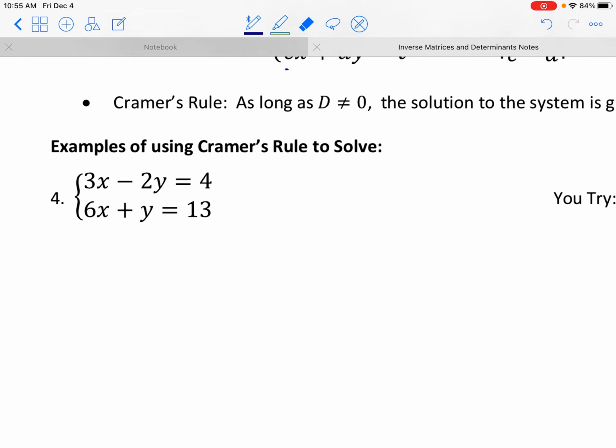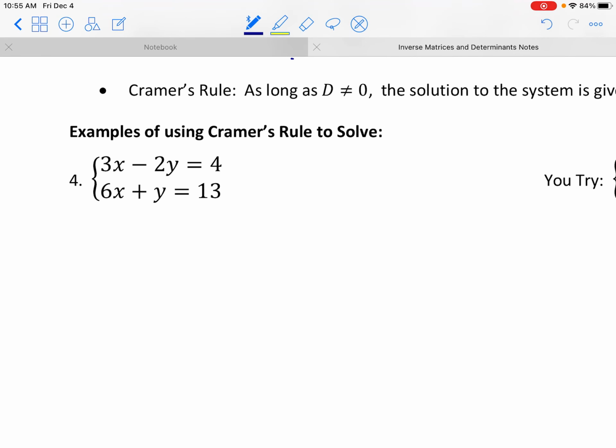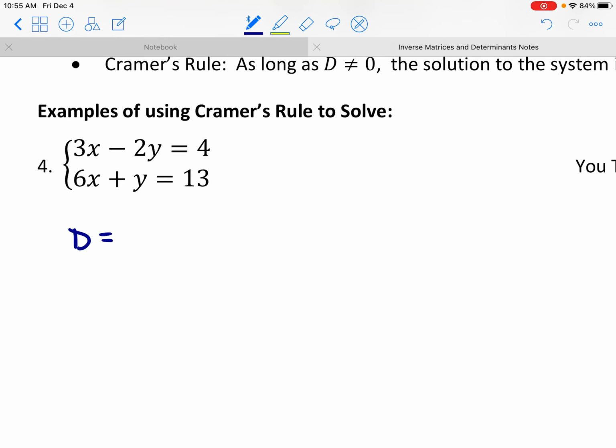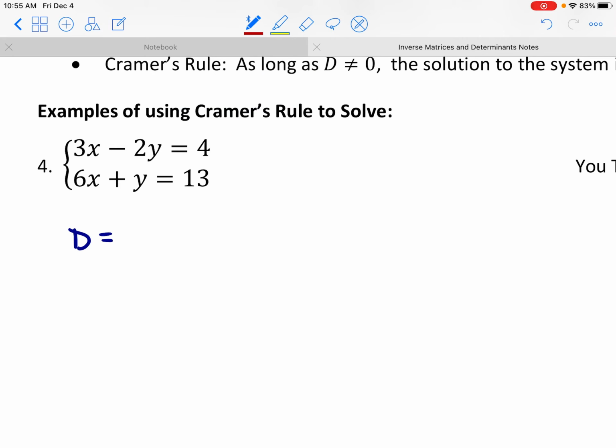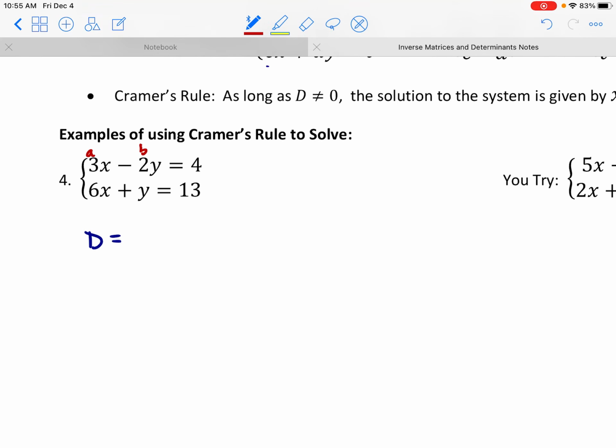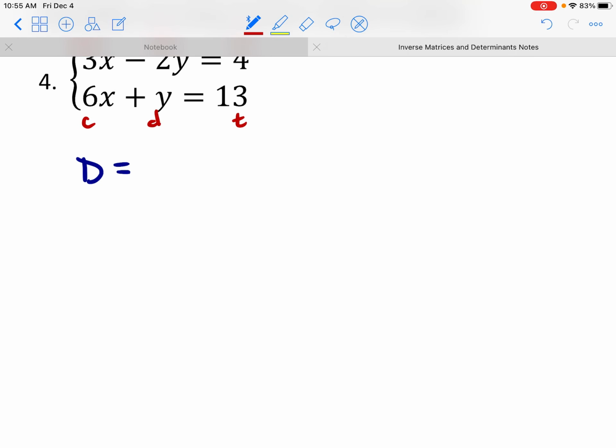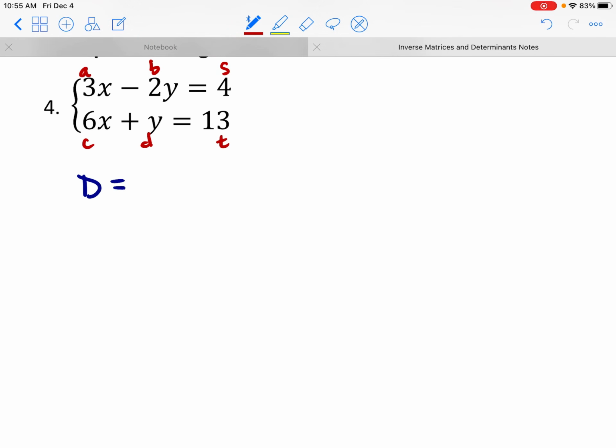So here's how this works. First, we're going to find our overall determinant and make sure that it's not 0. So our overall determinant is just going to use all of our coefficients. According to the lettering up there, we would call this A, and then B, C, D, and this would be like our S and T, okay, if you want to try to follow the formulas. But I'm just going to show you the process here.